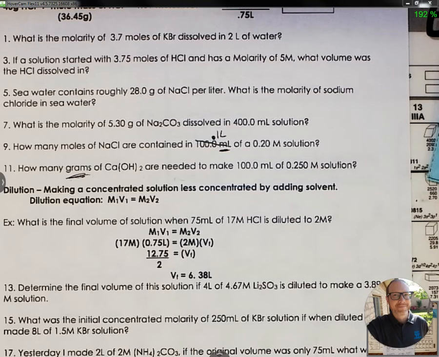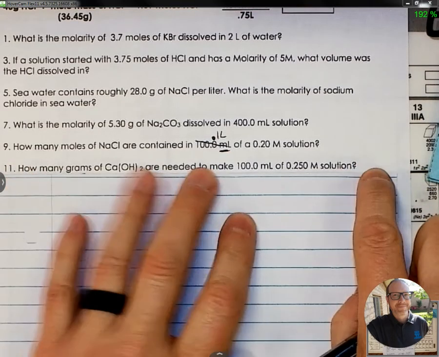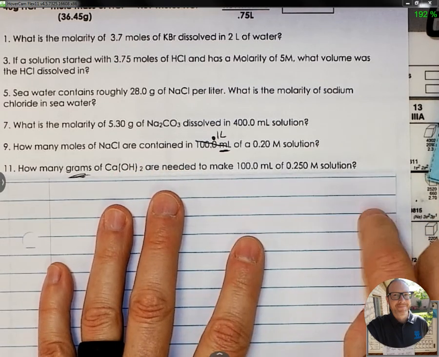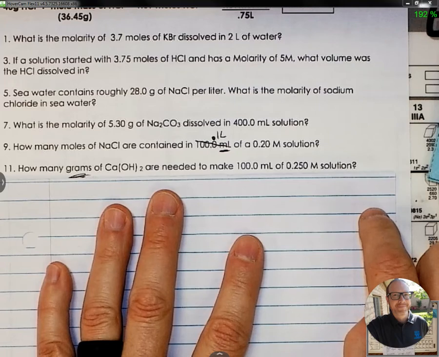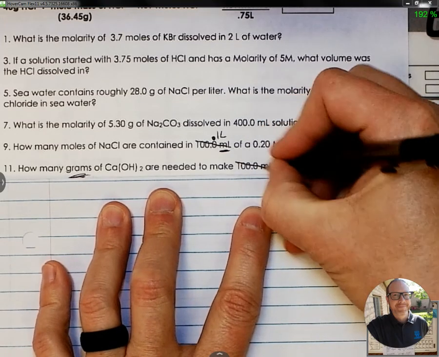And let's see what we're doing here. So we need to make 100 milliliters of a 0.25 molar solution. Is there anything else I need to be aware of here? You need to switch it to 0.1 liters. Good.